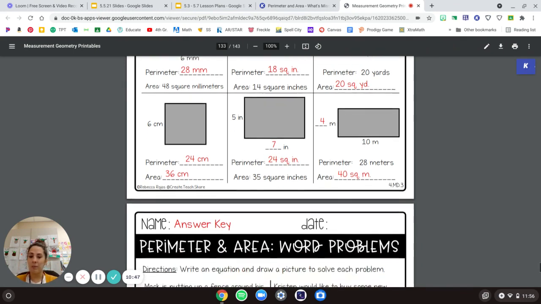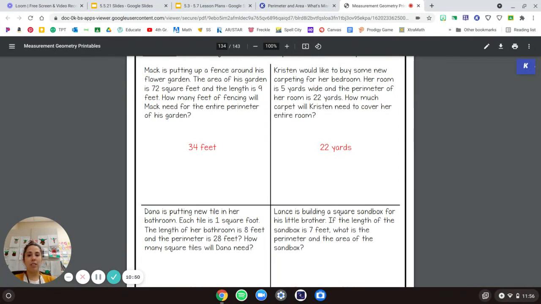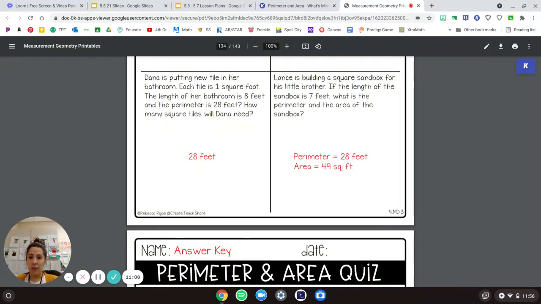Then you had to solve the word problems. You should have found 34 feet for the perimeter. This one should have been 22 yards squared to cover the entire room. We had to figure out the length of the bathroom, and the perimeter is 28 feet. How many square tiles will Donna need? She will need 28 feet or 28 squares. And the perimeter should have been 28 feet for this one and 49 feet squared for the area.